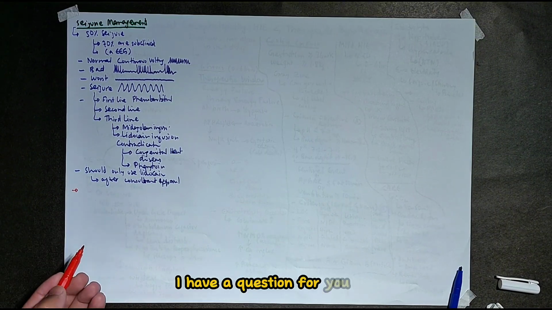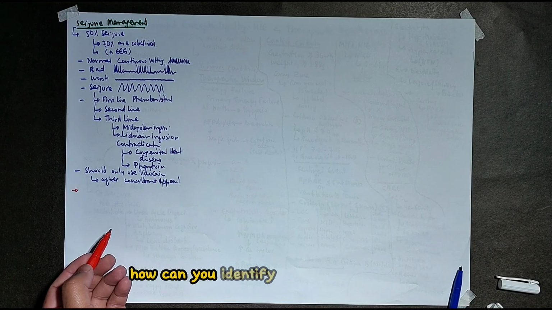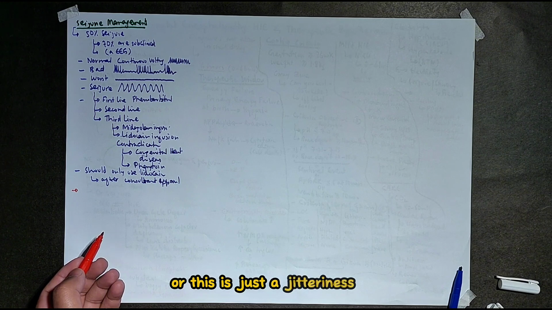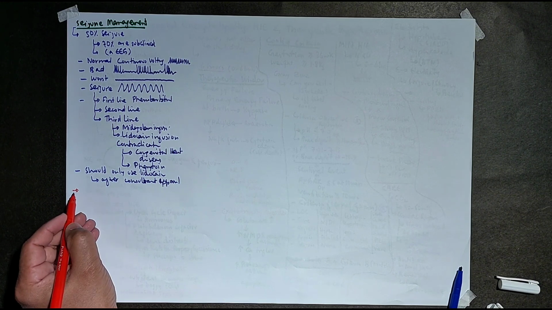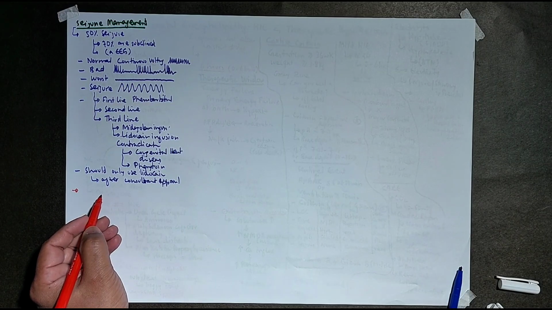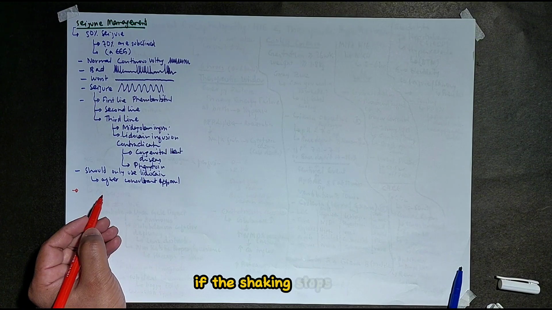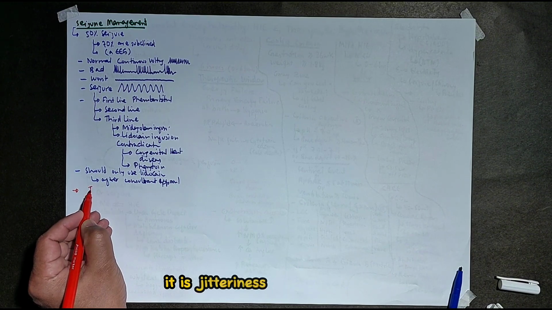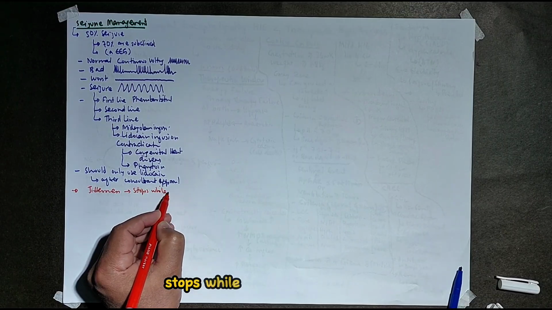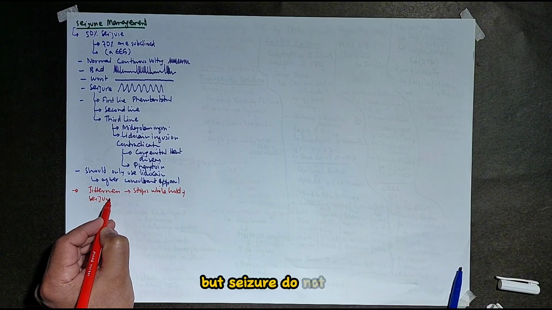I have a question for you. Let's suppose a baby is jittery. How can you identify whether the child is having seizures or this is just jitteriness? To distinguish between these two, you should hold the limb of the neonate. If the shaking stops, it is jitteriness. So, jitteriness stops while holding the limbs, but seizures do not.